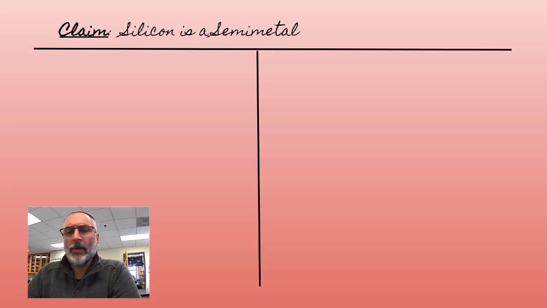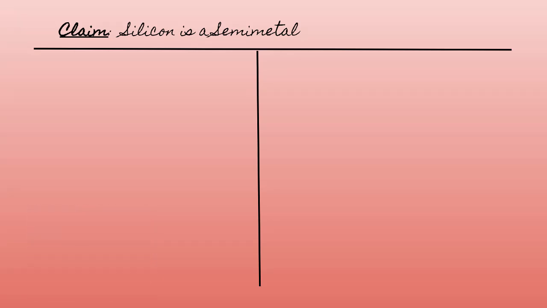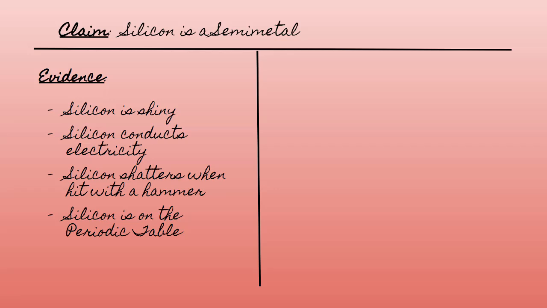All right, so what's some evidence that we have about silicon? We've seen silicon. We've looked at it. It was in a lecture on these metals, nonmetals, and semi-metals. You took a look at what properties it has. So what evidence do we have? Well, we know that it's shiny. We know that it conducts electricity. We know that it shatters when you hit it with a hammer. And we know that it's on the periodic table. Those are some pieces of evidence that we know about silicon. Notice I didn't explain why that proves that silicon is a semi-metal. I didn't say anything about that. I just listed some facts, some data about silicon.